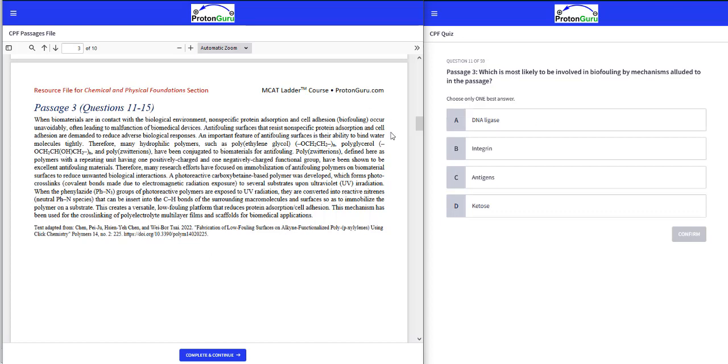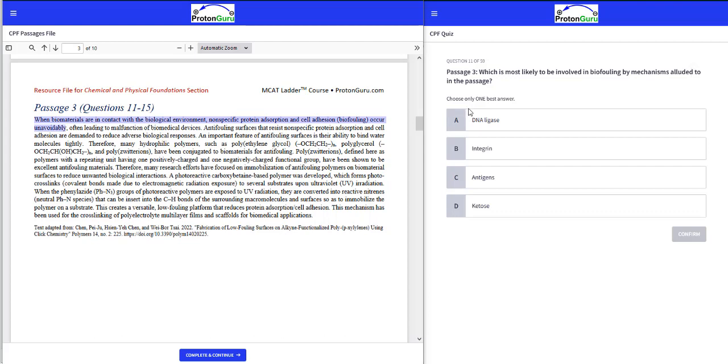So here's this passage, and you could pause and read it. Of course, it's easier to read if you download the file from the course site, where you can get this exam for free. And this question says, which is most likely to be involved in biofouling by mechanisms alluded to in the passage? So we have to sort of look at the passage for the mechanisms by which it says biofouling occurs.